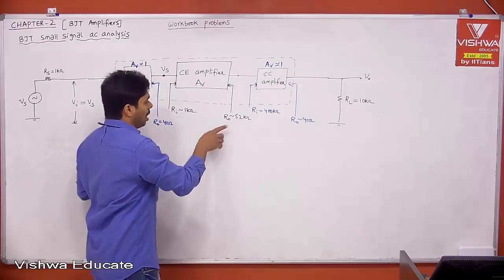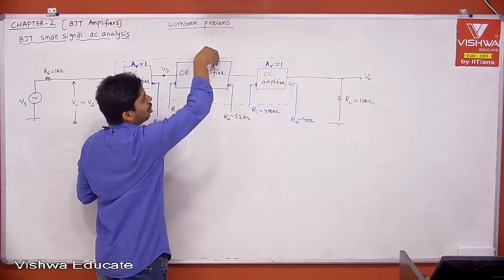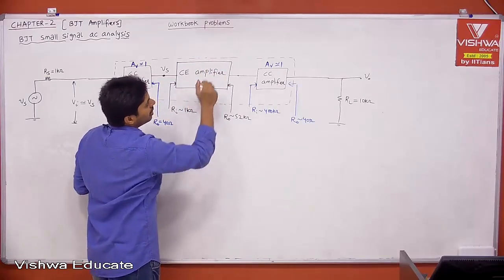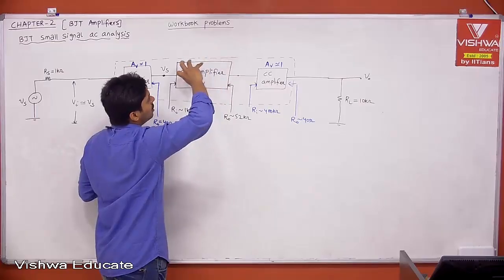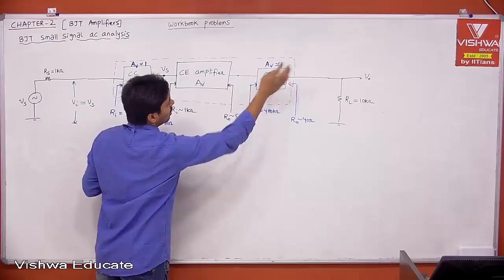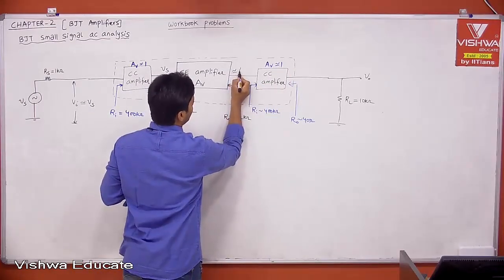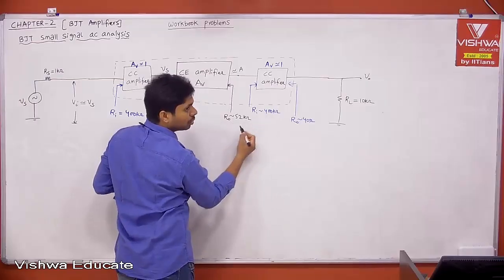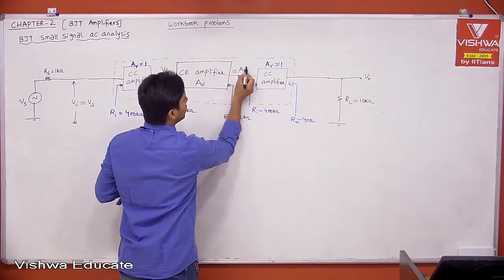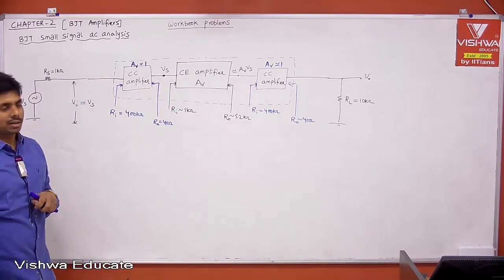Then, 52K to 400K, therefore the load is very high. Then the drop across the internal R0 of our CE amplifier, if you treat it like a voltage source, can be neglected. Almost the entire voltage you are getting, which is Av into Vs, will be applied to your CC amplifier. I can say approximately, but less than, because the ratio is not too large. Some drop will be there, but almost the entire voltage will be received.